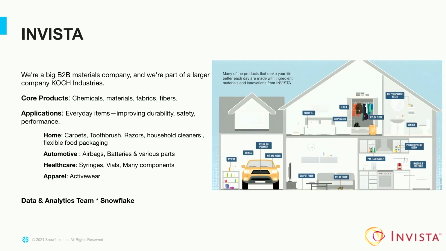So we are Vista, a business-to-business materials company, a chemical company. We are part of a larger company named Koch Industries, not the Coke that comes to your mind when you hear it. And the core products that we make are, as the list says, chemicals, materials, and fabrics and fibers. And that basically goes into everyday items. Some of them would be carpets, toothbrushes, razors, airbags, most of the airbags in the cars that you see, and all the carpets that you see everywhere.